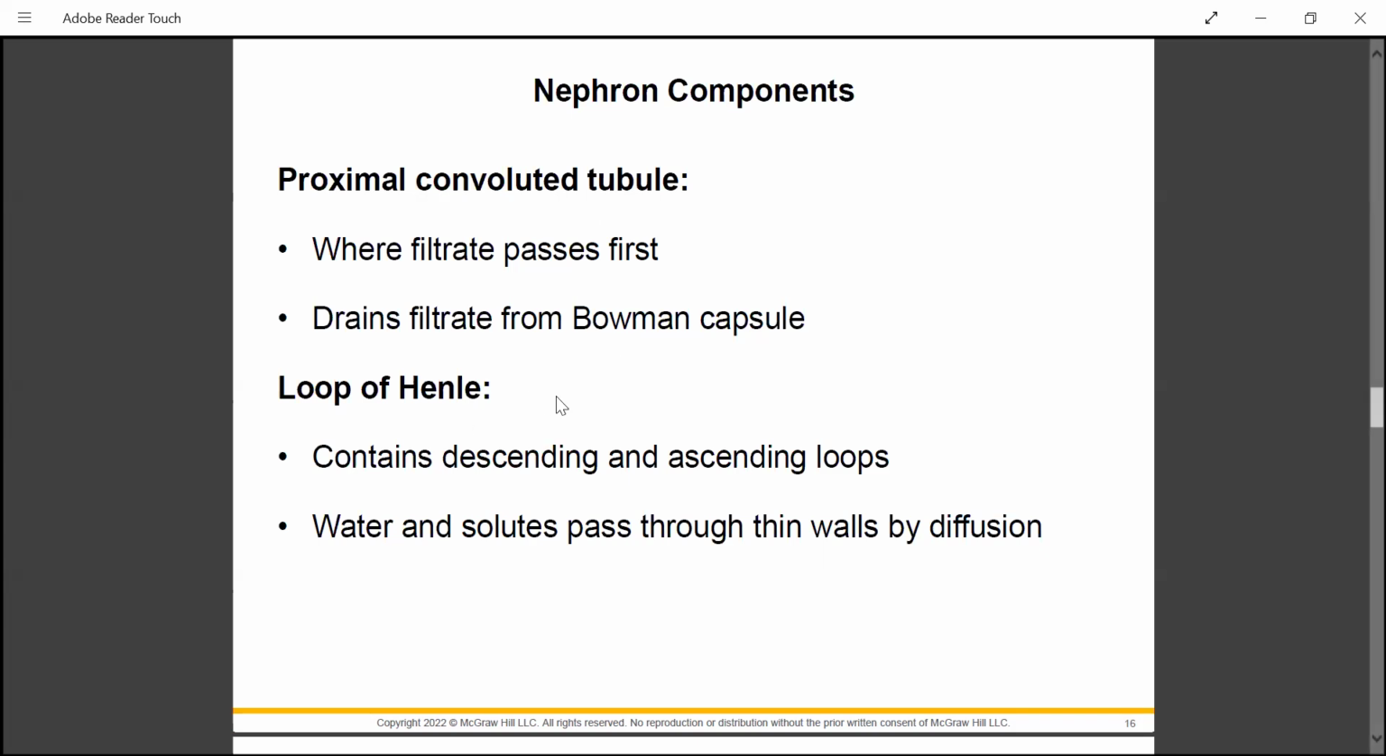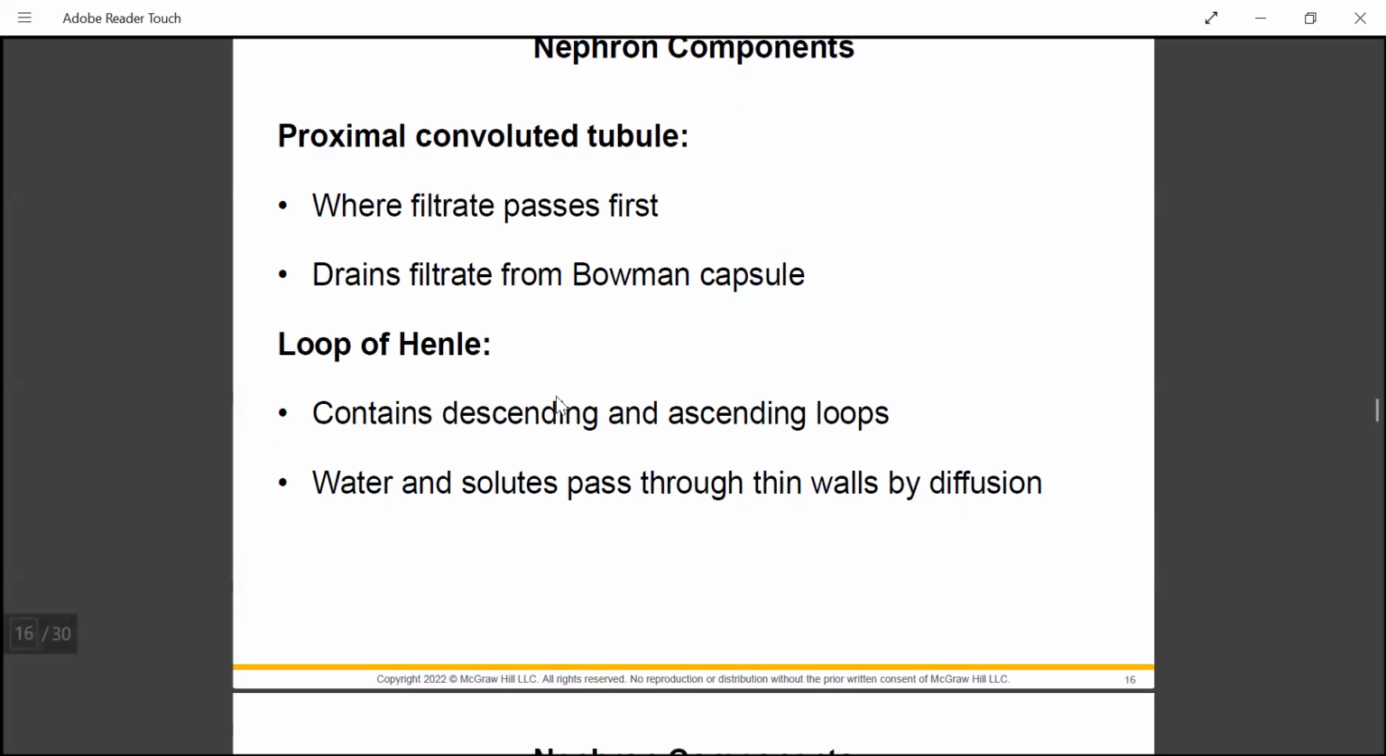Our loop of Henle has both a descending and ascending portion. On the different portions, descending versus ascending, we're going to have water and solutes pass through these very thin walls. Just like a capillary, it's super thin to allow for ease of passage of material. Things are typically going to diffuse from high to low concentration, so most of it is passive.